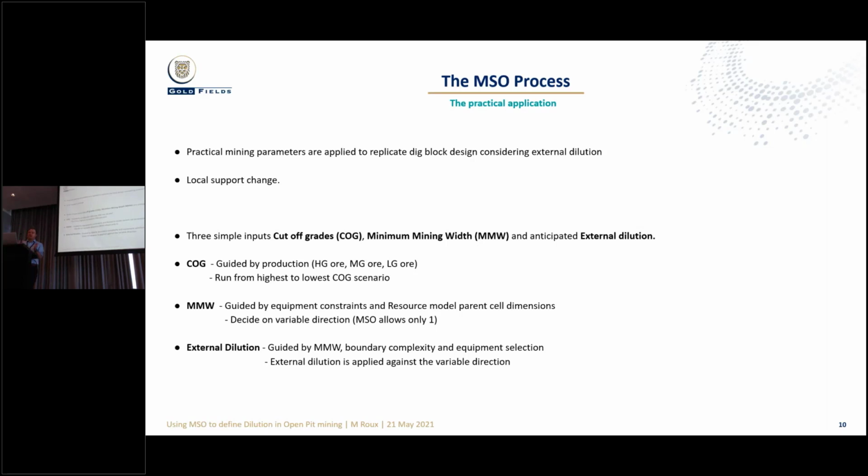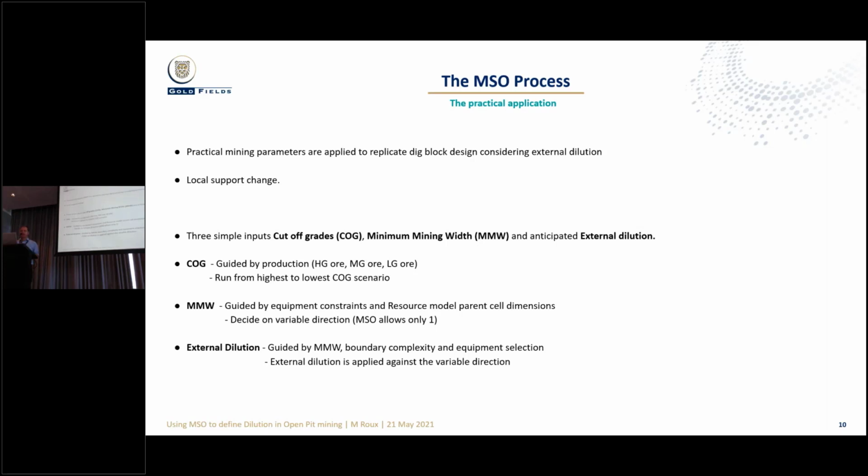Now MSO, this is applied to what we call the variable direction. We only have the option to apply one variable direction in MSO, and so this is the one we would apply it to. So it gives you a minimum mining width, but you also can dictate how large you want that direction to continue optimizing towards. So you can put an upper limit to that as well, and that should be dictated against what you expect to be able to mine, or what the ultimate large block size would be in your pit, and of course the external dilution.